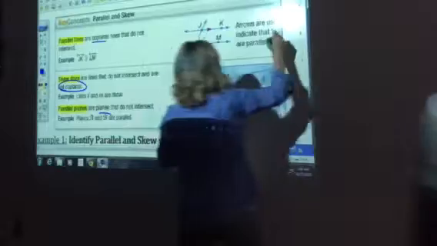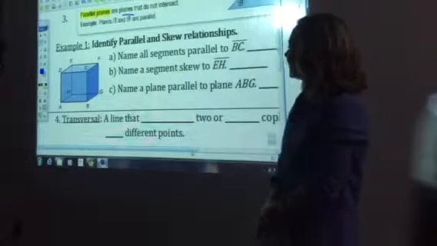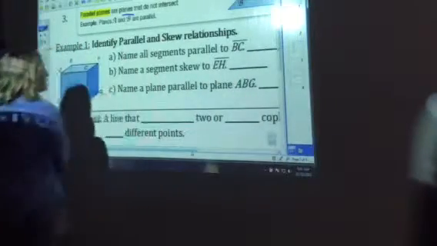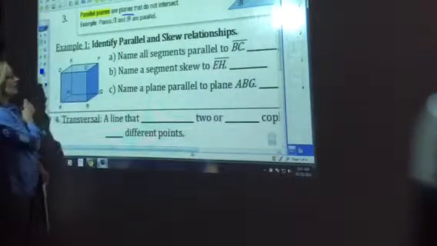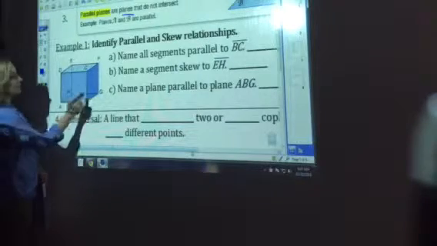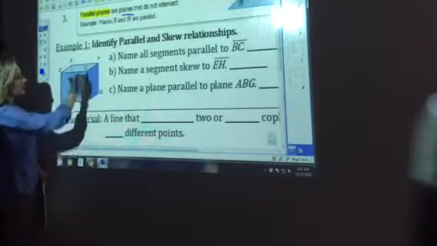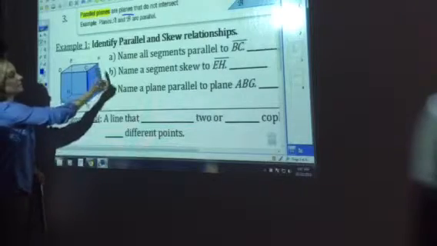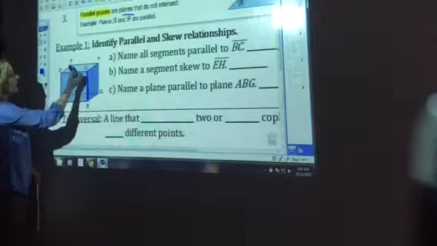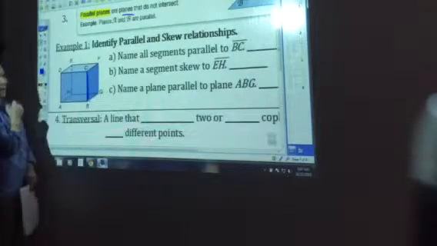So if we look here at our example that they give us for this little box, identify parallel and skew relationships. So name all the segments parallel to BC. Okay, so BC would be right here. So all of them parallel to BC would be GF, EH, and DA.